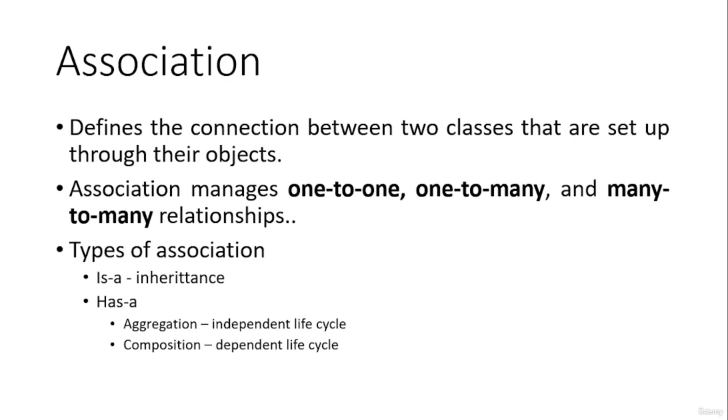Next, the has-a type association is classified into two: aggregation and composition. Aggregation means both entities are independent of each other, which means if you delete one object, that doesn't affect the other object. The life cycles of the objects are not dependent. For example, if there is a car and a music player, if you remove the car, the music player will still work.